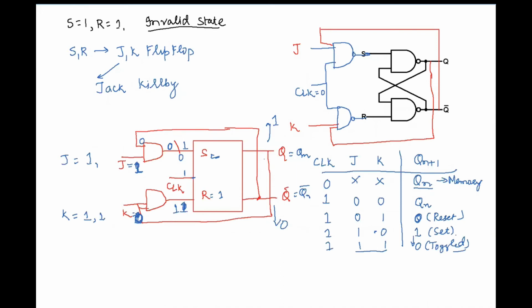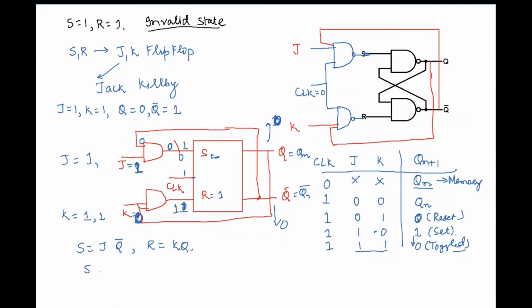Now consider the second case. Suppose Q is equal to 0. So I am writing here, if J is equal to 1 and K is equal to 1, second case, Q is equal to 0 and Q bar is equal to 1. This is important: S is equal to J into Q bar and R is equal to K into Q. So now when Q is equal to 0, Q bar is equal to 1.